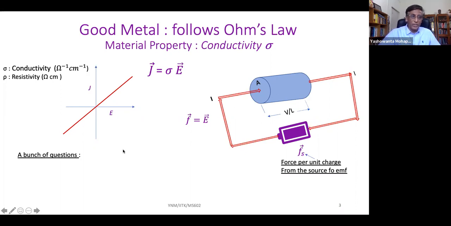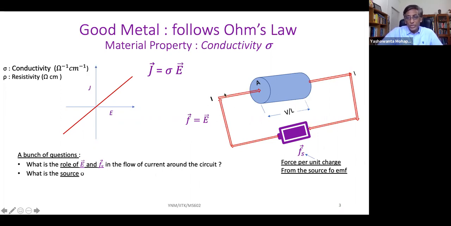We'll ask a bunch of questions. Normally this is so popular and we already know so much that either you don't ask these questions, or they remain as some kind of common confusions. Hence let me ask those questions. What is the role of E and F of S in the flow of the current around the circuit? When you connect it, it's not connected that nicely; there's some loosely hanging wire. Now, what is the source of this E?